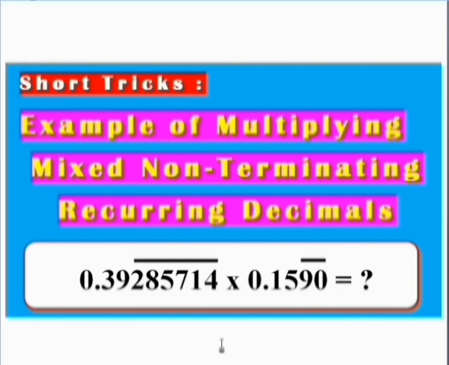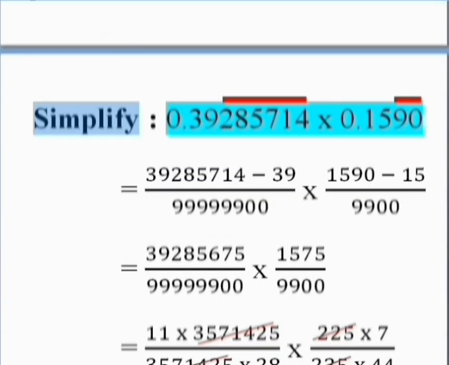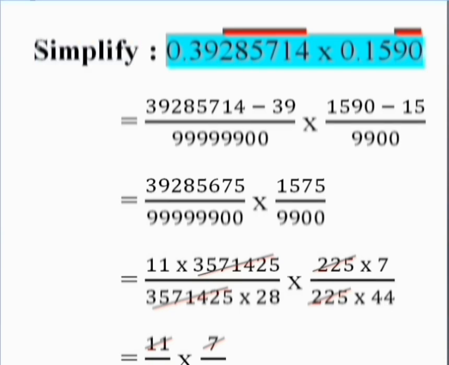Today, I am going to discuss some important basic mathematical points, for example, multiplying mixed non-terminating recurring decimals. Simplify 0.39285714 with recurring decimal of 285714, into 0.1590 with recurring decimal of 90, equal.